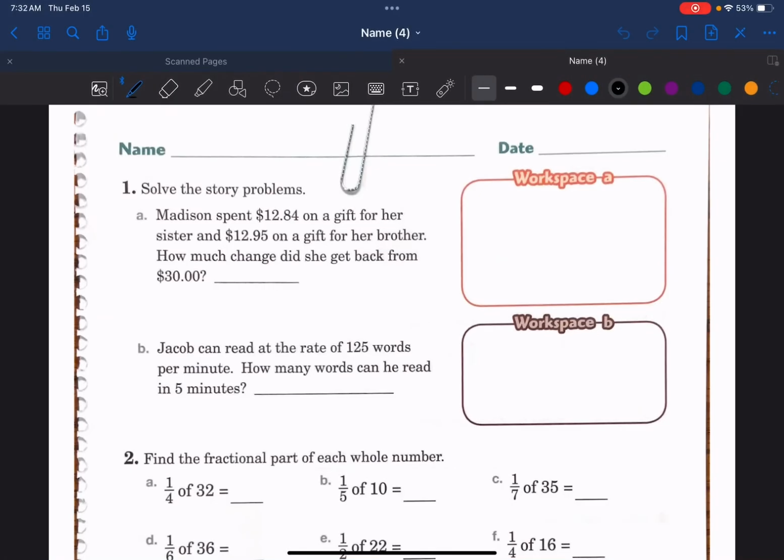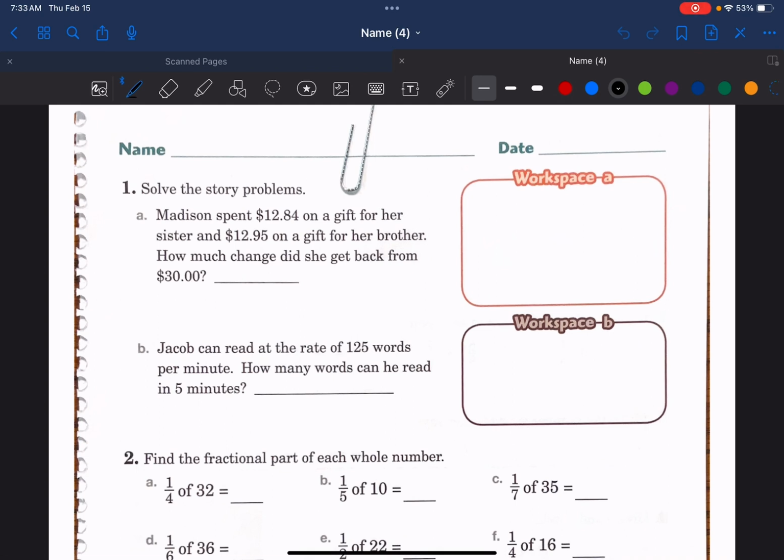Good morning, third grade. Today you have a review lesson, and so it's actually lesson 97 and 98. We're going to just review them together, and so that way you can prepare all of the different skills you've learned for your test that will be tomorrow. Okay, so we'll start with reading the story problems.